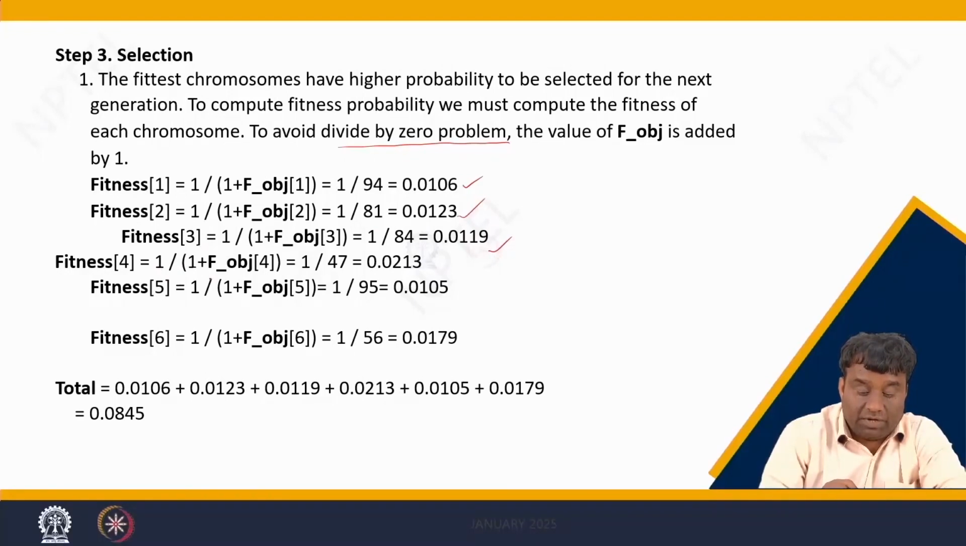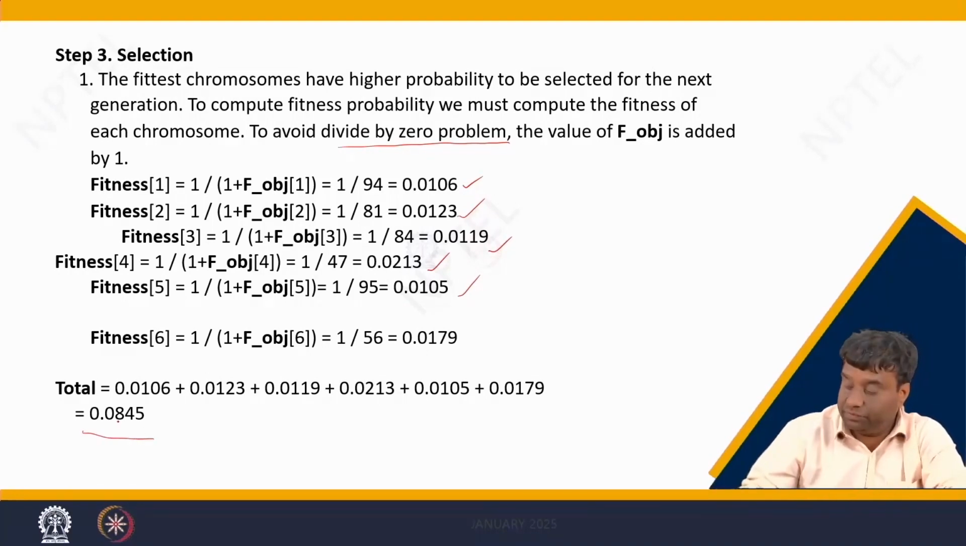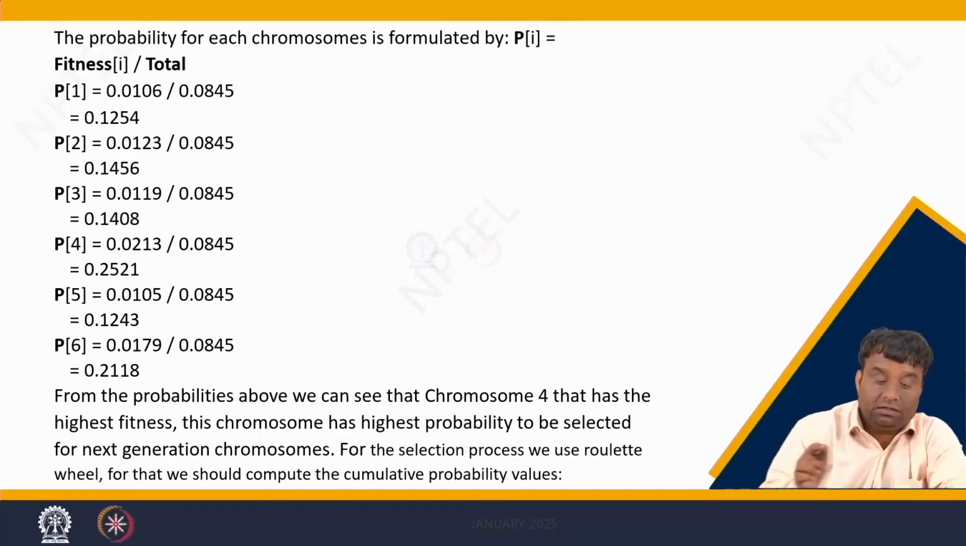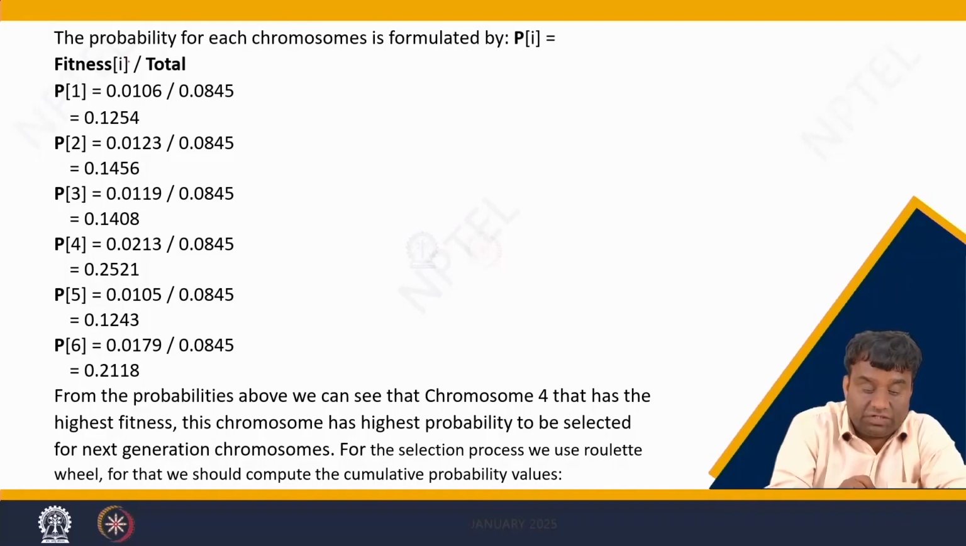Fitness 4 is 1 by 1 plus F objective 4, that is 1 by 47, which is 0.0213. Fitness 5 is 1 by 95, that is 0.0105. Fitness 6 is 1 by 56, that is 0.0179. If you add all this, the summation is 0.0845. Next, the probability of each chromosome is formulated by Pi equal to fitness i by total. So P1 is fitness by total.